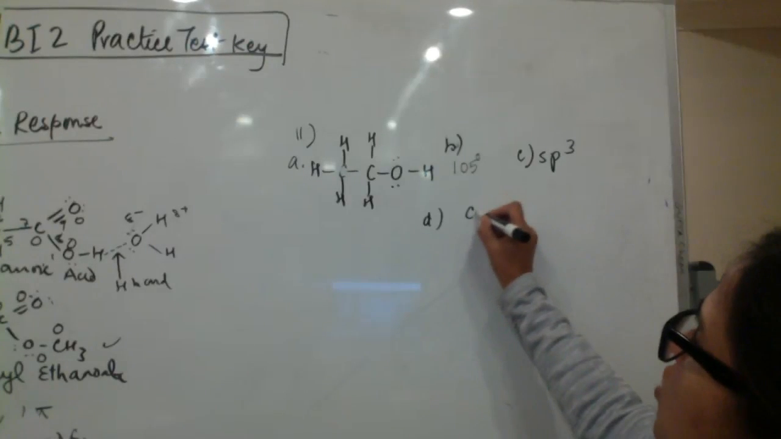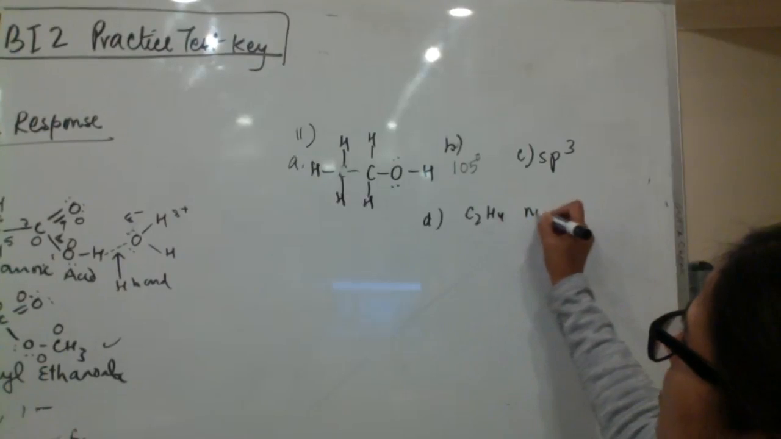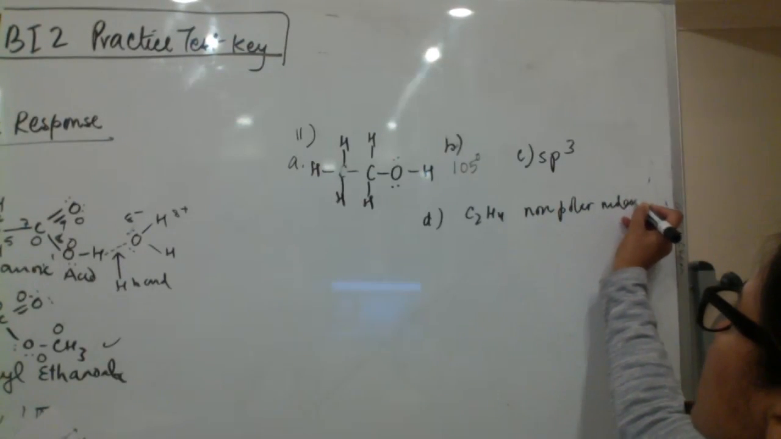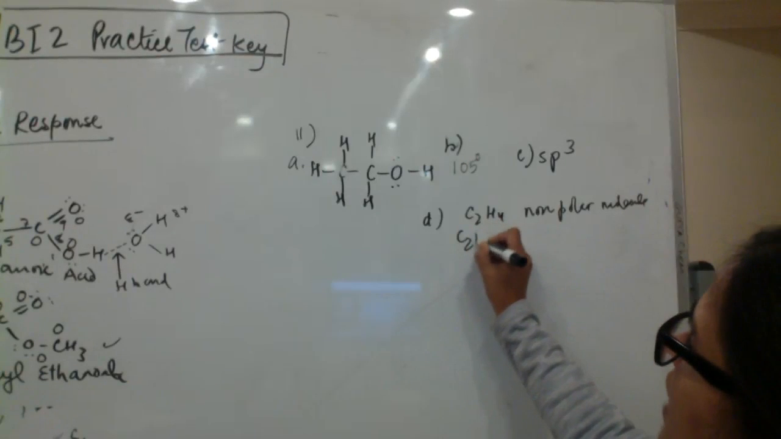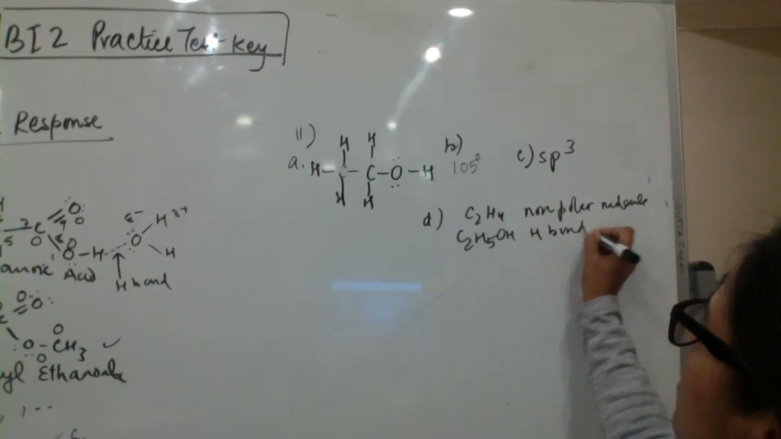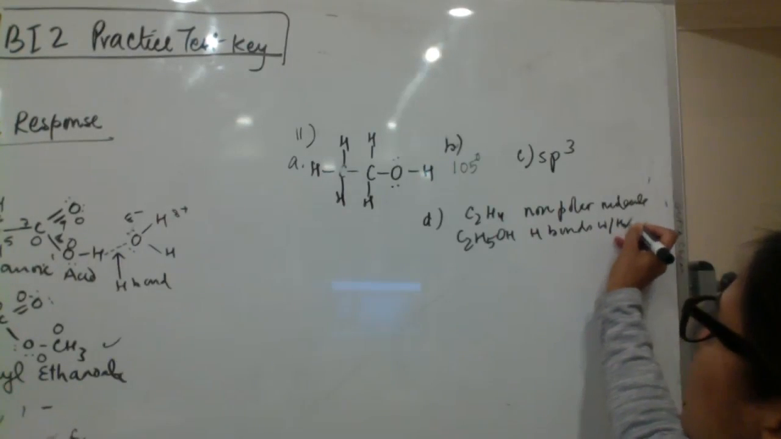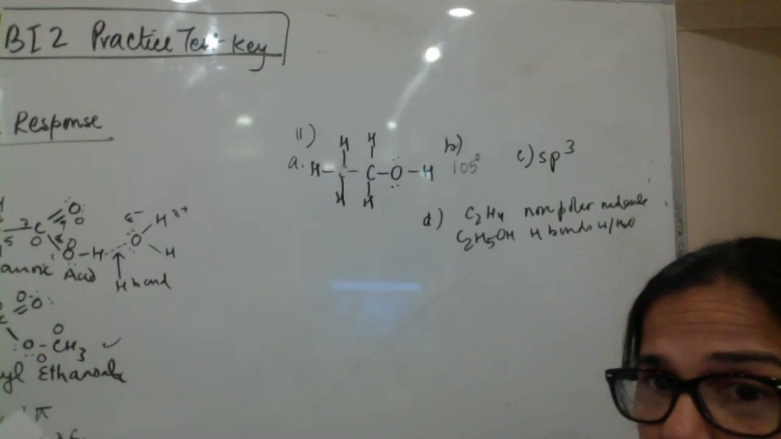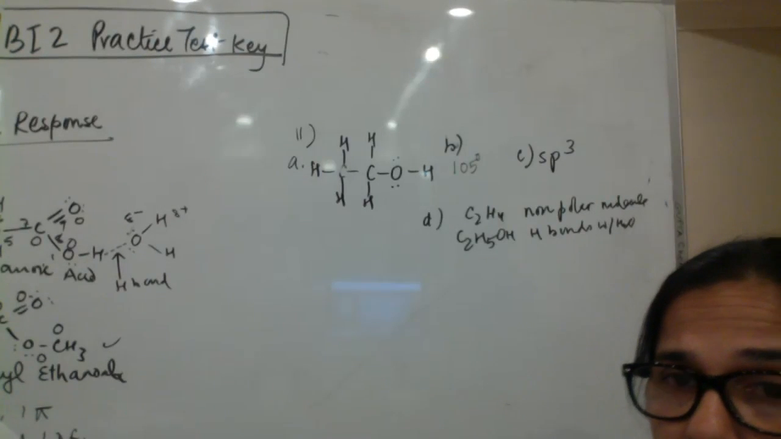So C2H4 is a non-polar molecule and it does not really dissolve in water. But C2H5OH forms hydrogen bonds with water. That's why it's soluble in water and it cannot be collected. So when you're collecting something, it's really not soluble.